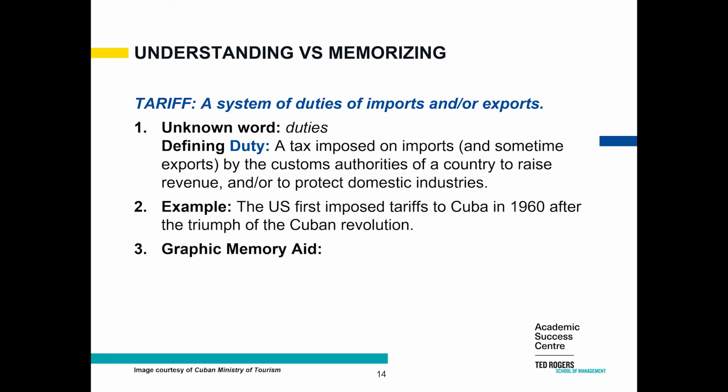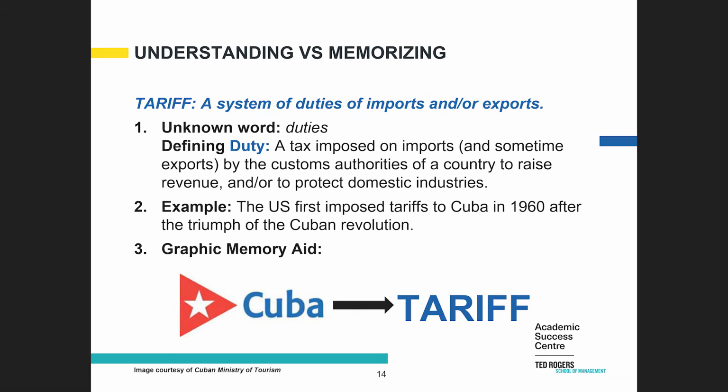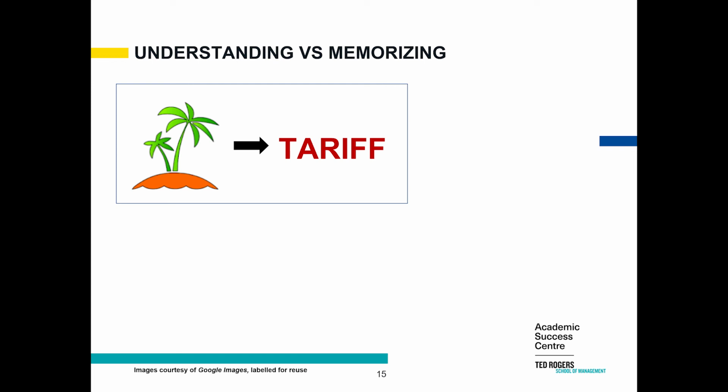Step 3 is to draw an image that represents the example and attach it to the word. In this case, we have the branding of the Ministry of Tourism in Cuba, which is on most souvenirs and memorabilia on the island, that will help us remember the example and the definition. However, if you've not been to Cuba, we need to find an example that works for us and that in our head screams Cuba. For some people, this image would be an island or a vacation destination.